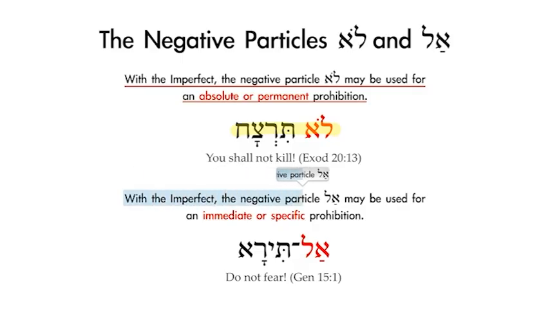With the imperfect, the negative particle al may be used for an immediate or specific prohibition, something right away or right then. It may not be durative. Our example is al tira, do not fear, from Genesis 15. This doesn't mean that there's never a time where you shouldn't fear. This just means right now in this immediate situation, you don't need to fear.